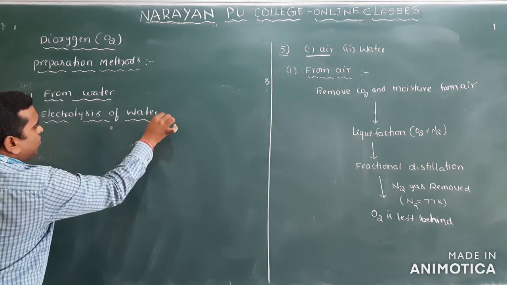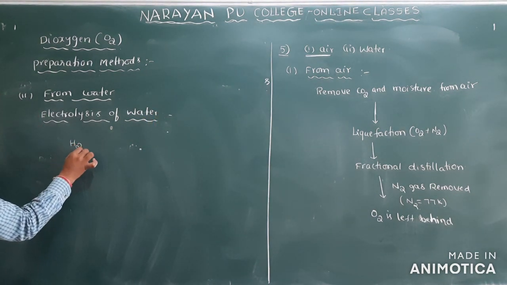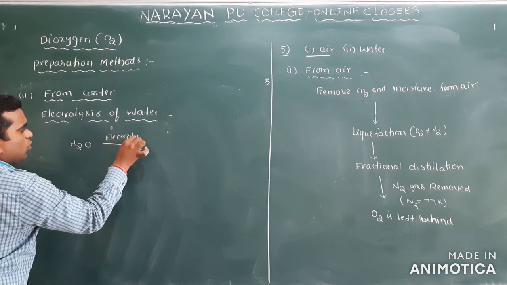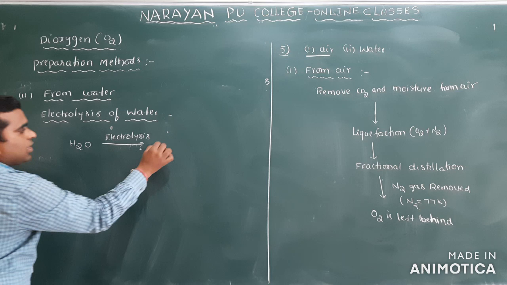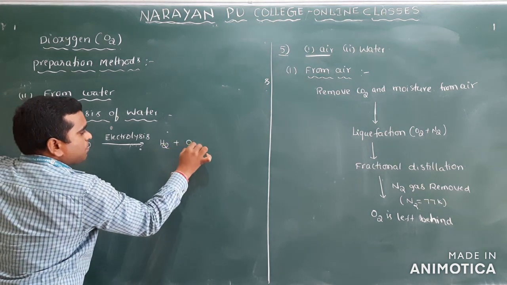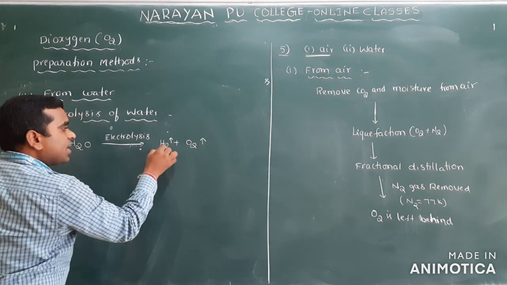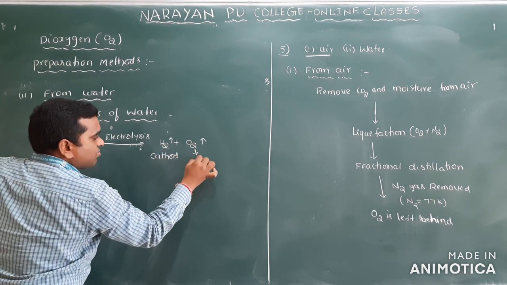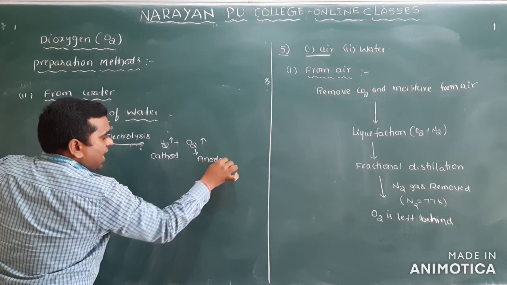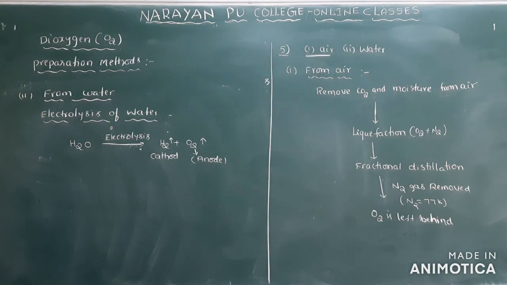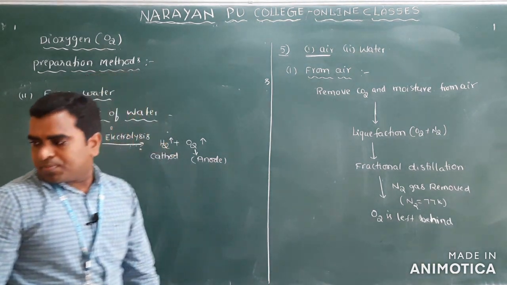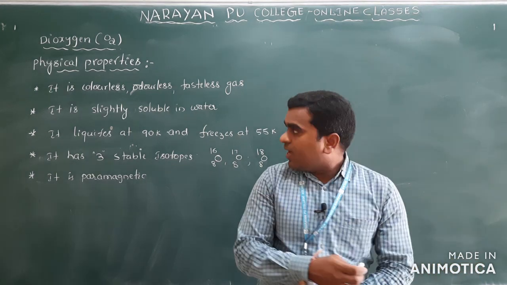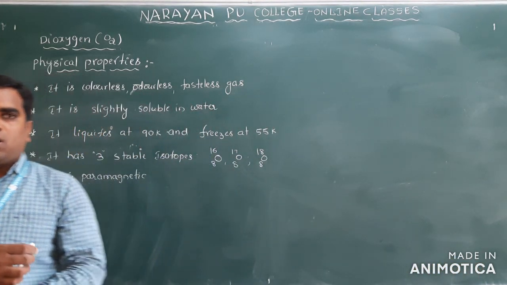You have studied it in the first year only. Clear? So if you do the electrolysis of water, you will get hydrogen gas plus oxygen gas, where hydrogen gas will be formed at the cathode and oxygen gas will be formed at the anode. And these are the preparation methods of oxygen. So we have completed the preparation methods of dioxygen, and the next one is the physical properties of dioxygen.